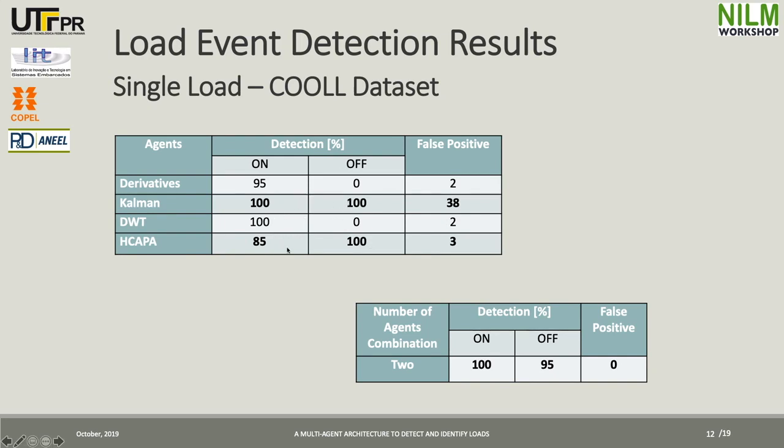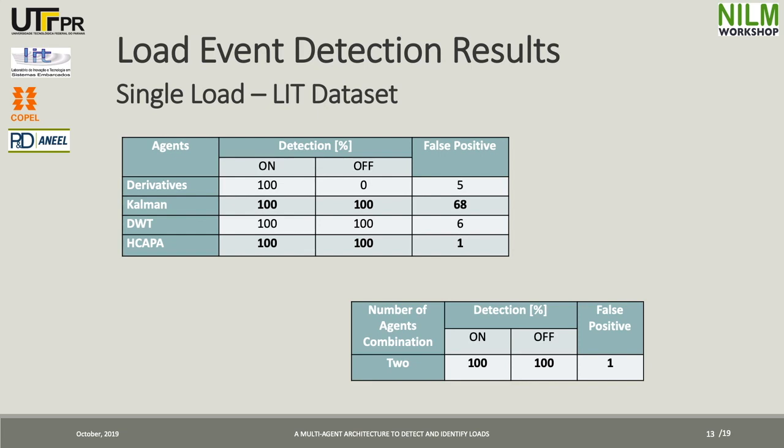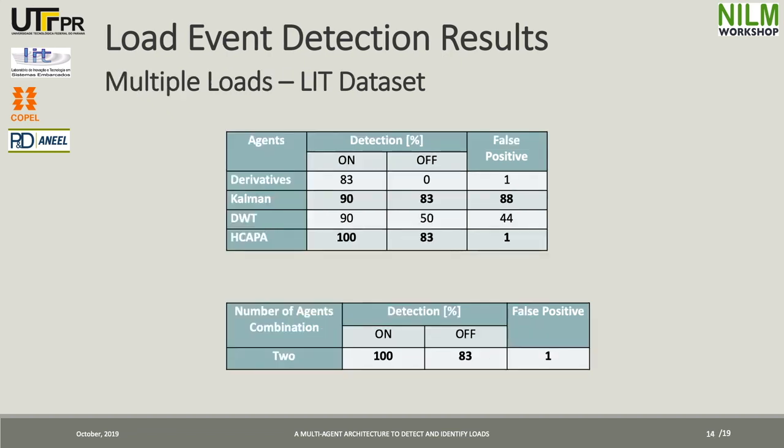And by combining these two into the architecture we proposed, we get a better result than each one alone. So we got 100% detection for the on and 95% detection for the off, and no false positives. We did the same for our data set when we have a single load, and again we have a better result than each one by itself. And finally we compare them when we have multiple loads. So our data set also has multiple loads in a single waveform, and then again we have a better result than each one individually.